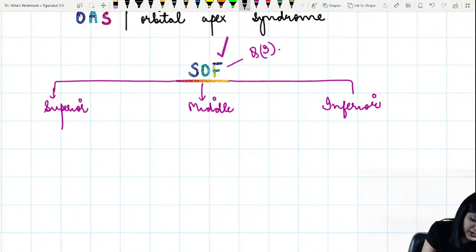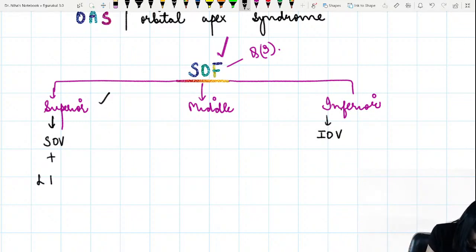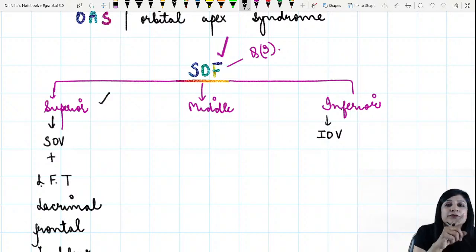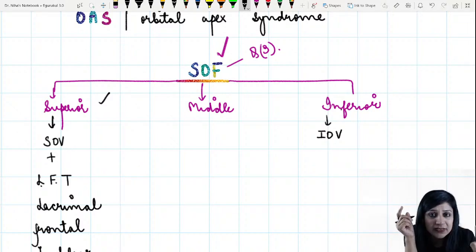So what are the parts passing through the superior orbital fissure? In the superior part you have superior ophthalmic vein. In the inferior part you will have inferior ophthalmic vein. Easy. Now along with this you have LFT, lacrimal function test, or liver function test. So L is your lacrimal, then you have F for frontal, and then you have T for trochlear. You have lacrimal, then frontal, and then trochlear. These are the nerves which are passing.